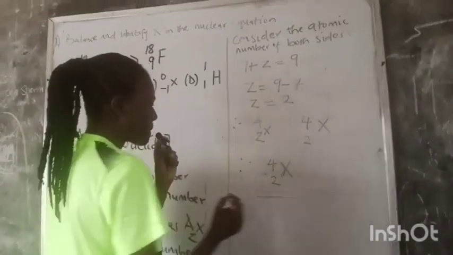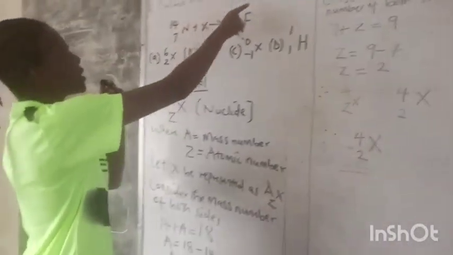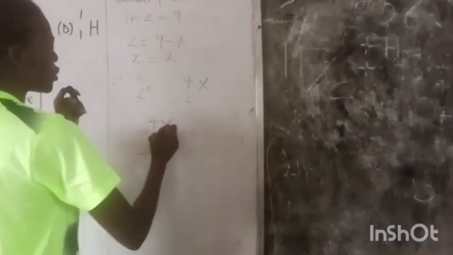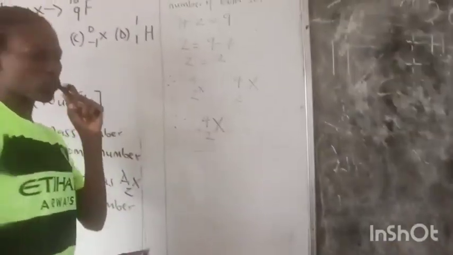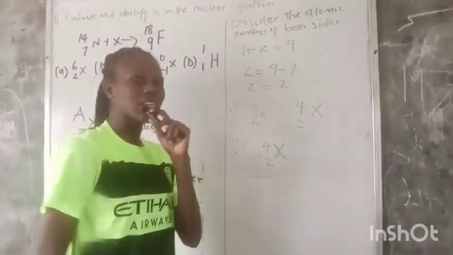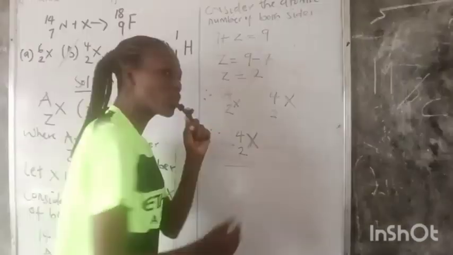So we're going to stop here, and we have to identify X in the nuclear equation. Now this nuclear equation is an alpha particle equation. So maybe in our next class I will tell you how to solve for alpha particles, beta particles, and gamma particles.